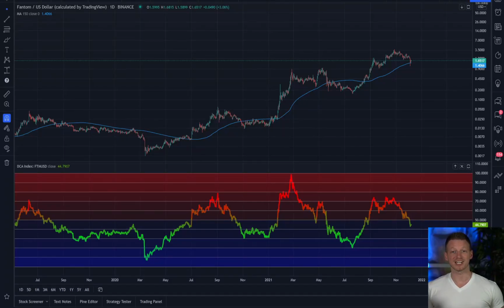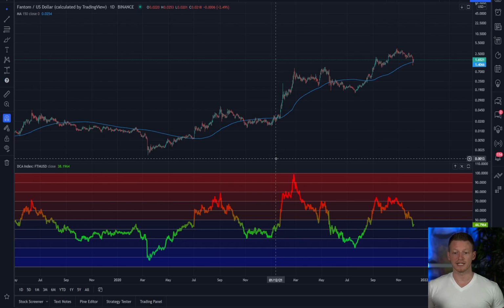Today, what we're going to do is talk about the Fantom network. So, if you're new to this channel, what we do here is data analysis with a focus on long-term investing. I've created a model for Fantom Network, which essentially acts as a risk assessment tool.